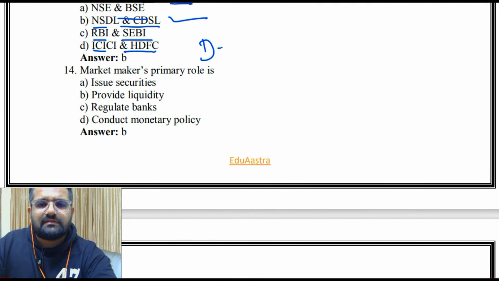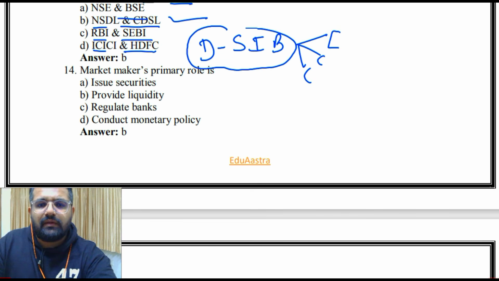What is domestic systemically important banks? And name all the banks that are in this. You will answer this. Domestic systemically important banks, what is this? And name those banks that are in it. Then the answer here was B, that is NSDL and CDSL.